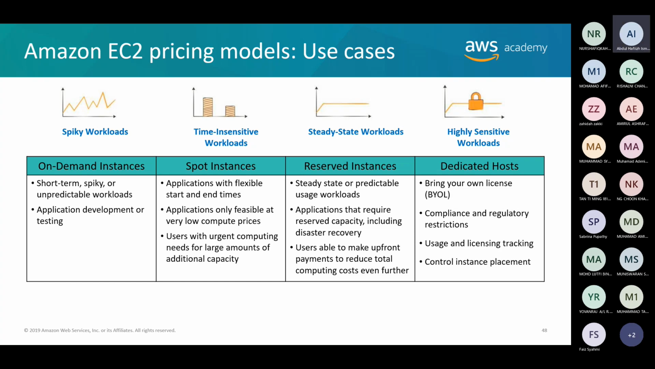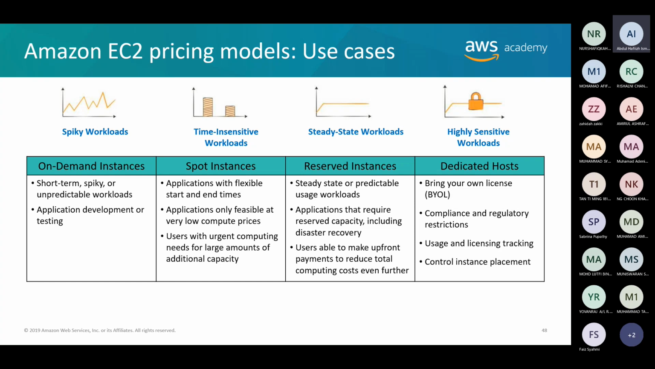Application only feasible at very low compute prices. Maksudnya kita application tu kita charge murah aja ke orang kan. So kita nak guna resource yang murah. So kita terpaksa guna yang macam ni lah. Macam spot instance yang ada tak sure. Tapi yang tu yang paling murah. So users with urgent computing needs for large amount of additional capacity. So kadang-kadang dia nak banyak, dia just minta yang murah dan banyak lah.